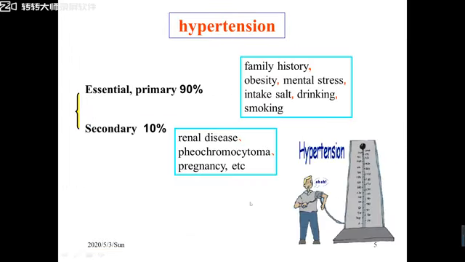Okay, we also divide hypertension into two kinds. Just now, we divided hypertension into three stages. And here, you should know, we also divide hypertension into two broad categories. The first kind, most hypertension patients, more than 90% of hypertension patients, are essential hypertension. They are primary hypertension. Why are they hypertension patients? We still don't know. We are still unclear.